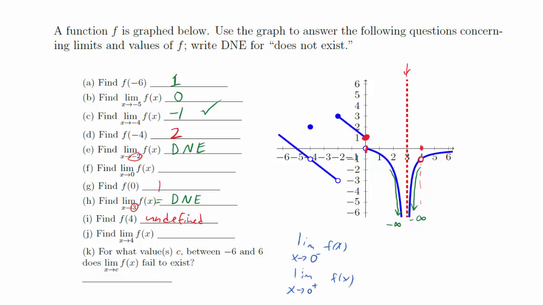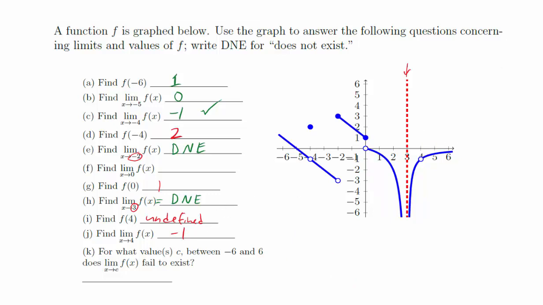Find the limit. Is it possible that the limit exists at x equals 4? So x equals 4 here along this line. And as we approach 4 from the left, what is the y value we're approaching? Looks to me like it's negative 1. As we approach 4 from the right, it looks like we're approaching negative 1 again. So the limit exists even though the function is undefined there.